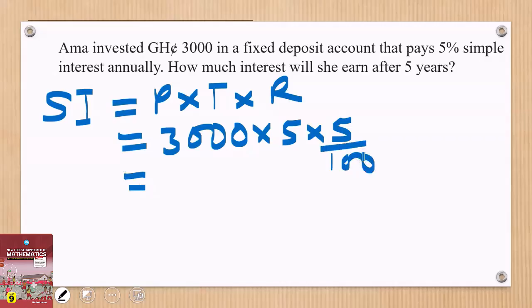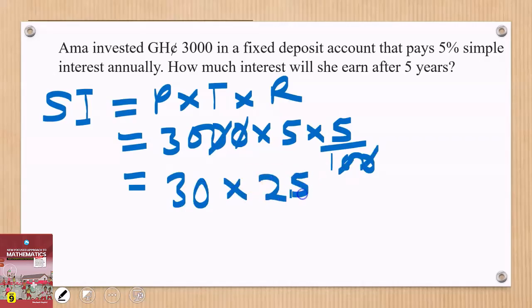If you cancel these 2 zeros, we have 30 times 5, 25. Now we can multiply these two numbers. At least we can do 3 times 25, which will be 75. Then we attach 0 to say 750 Ghana cedis. Now it means that Amma will receive 750 Ghana cedis as simple interest.